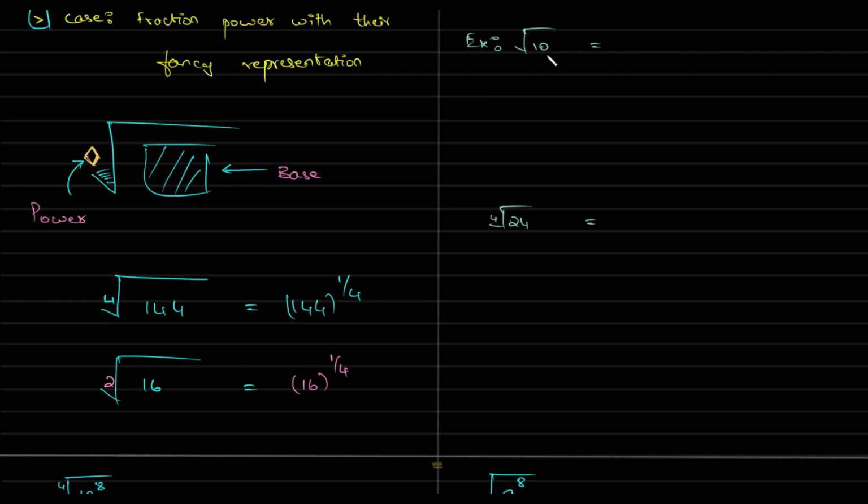So let's start off with square root of 10. Okay, that's how we read it. So here by default there is 2, and we have 10 to the power of 1 by 2. In the next question we have mentioned which root we are taking, that is the 4th root. This is 24 to the power of 1 by 4.